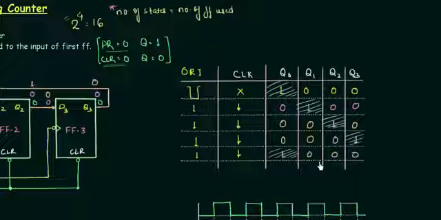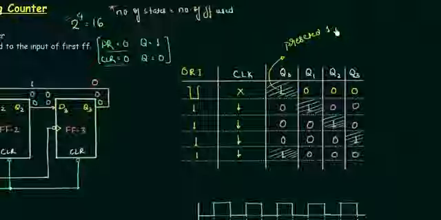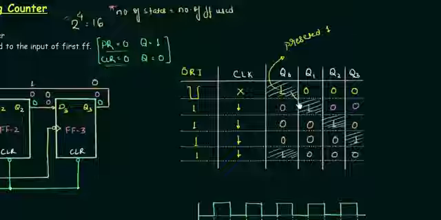You can see we have the presetted one. This 1 is presetted 1 because we got it from the preset input, and for the first falling edge it has traveled here, then again here, then here, and then here, and you can see that it is making a ring. That's why we call it the ring counter.